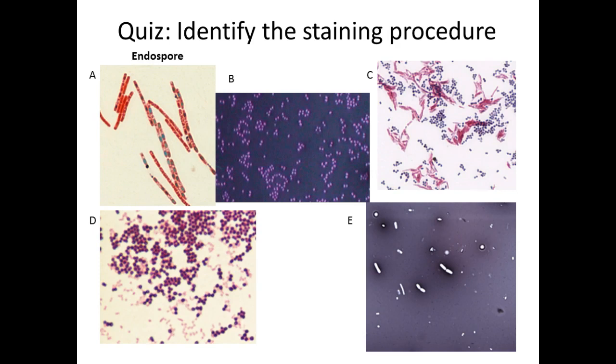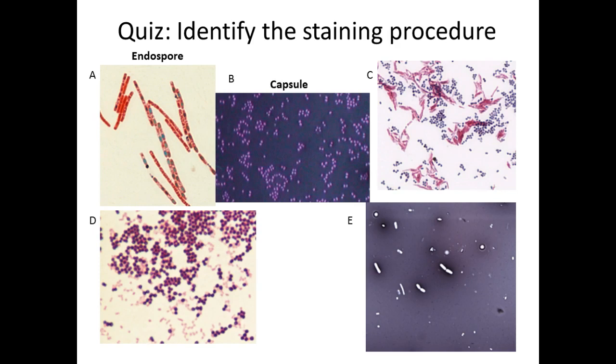The next one, what do you see stained? What colors do you see? The background and the cell are stained, right? So it's a capsule stain, but does this organism have a capsule? No, because there's no clear halo. There's nothing unstained in between the cell and the background.